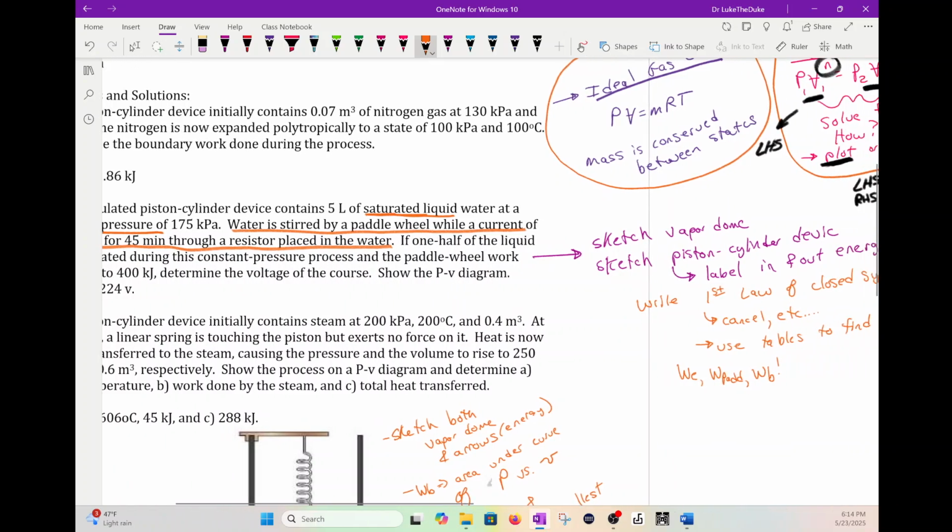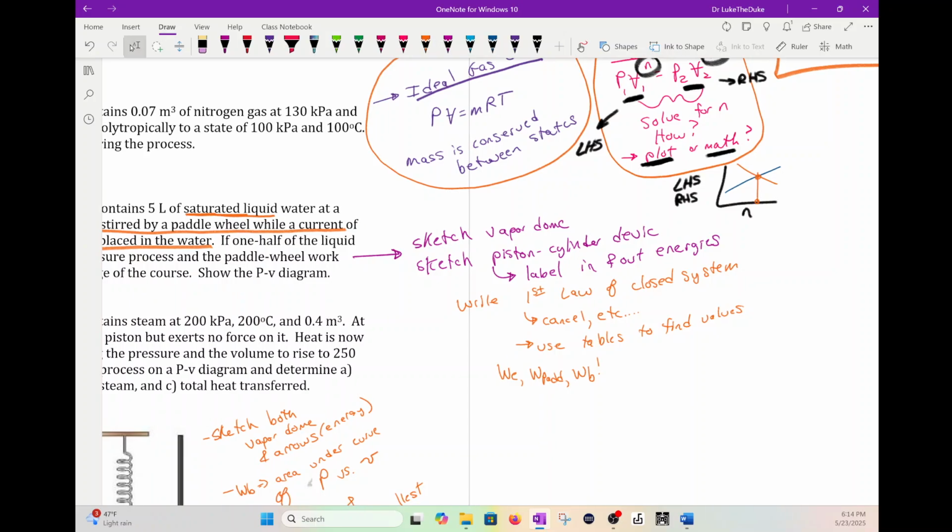So when you do these problems, you really need to clearly sketch your vapor dome. You need to clearly sketch your arrows in and out of the piston cylinder device for your energies. You got to then clearly write the first law out first, and then the next line down, cancel things that you don't need. Okay? And then break them down even more.